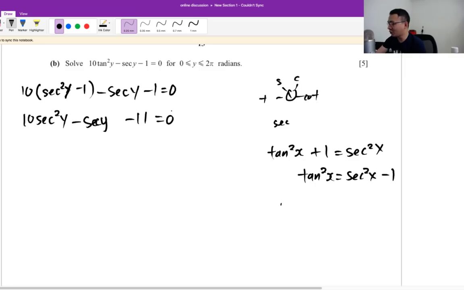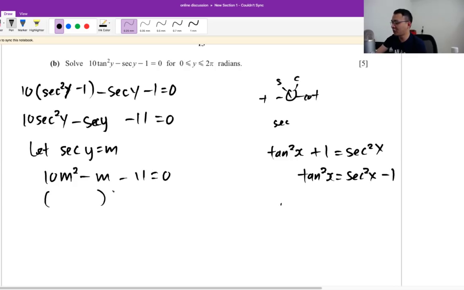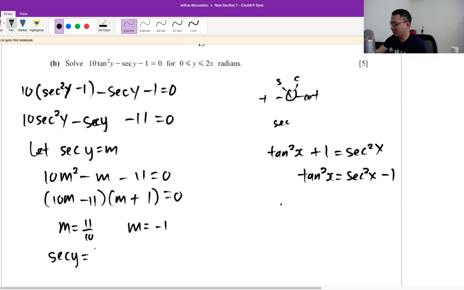Okay, if you couldn't see this is a quadratic equation, you just let secant y equal m. Then you will realize this is quadratic. 10m squared minus m minus 11 equals 0. Then I will do the simple factorization here. This is 10m, this is m, this is 11, this is 1, this is minus, this is plus. So m basically equals 11 over 10, m equals negative 1. So what is my m? It is secant y, isn't it? Equals 11 over 10. This one secant y, you will get negative 1.